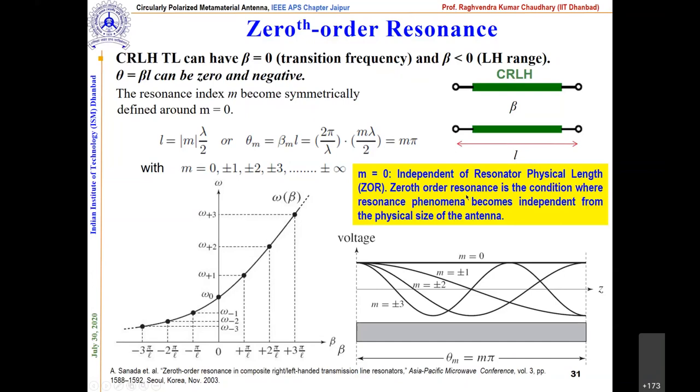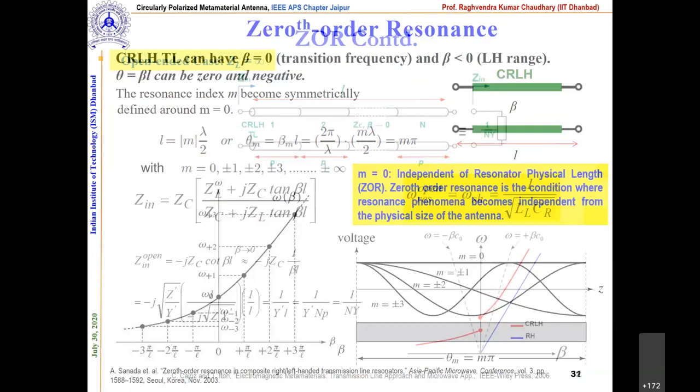Particularly, if you see m equal to 0, there is a straight line, then m equal to 1 is lambda by 2, and 3 lambda by 2, like that. If you observe from this graph, particularly at n equal to 0, the magic is happening. You are getting a constant voltage, or we can say an equipotential surface, over the planar transmission line.